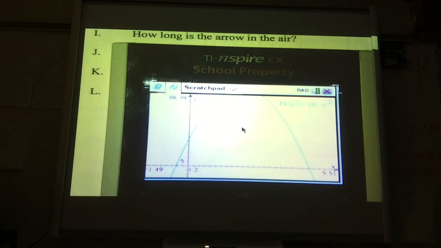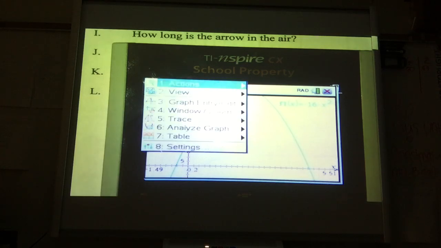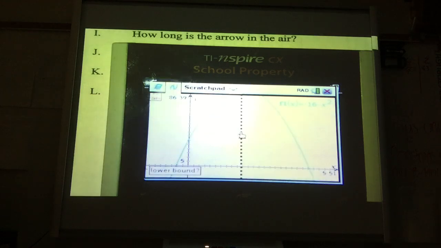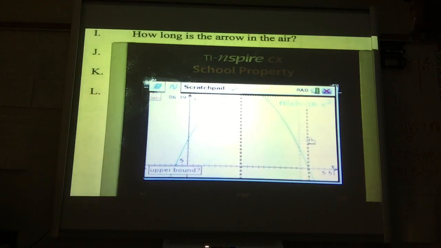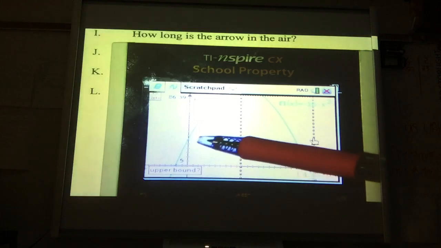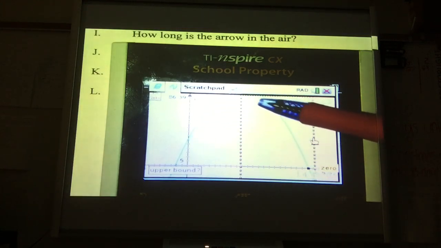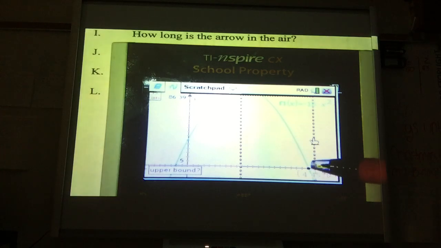Okay, now I'm going to do menu, Analyze Graph, and I'm looking for, remember the x-intercepts, right, or the roots or the solutions, they're also called zeros. So I'm going to go to 0. I'm going to click here and I'm going to highlight. How long is the arrow in the air? Well, that's when it hits the ground right there, 4.45 seconds later. So 4.45 seconds is when this arrow that starts at 32 feet high, flies up in the air, reaches a max height after 2 seconds of 96 feet, comes back down, it hits the ground at 4.45 seconds. Okay.